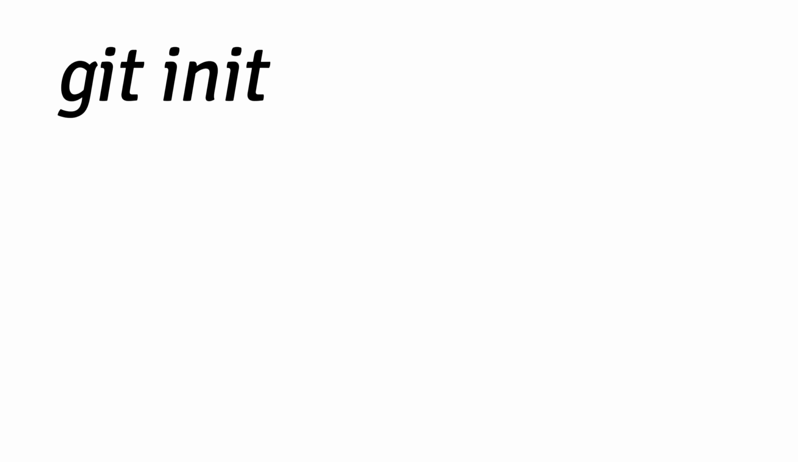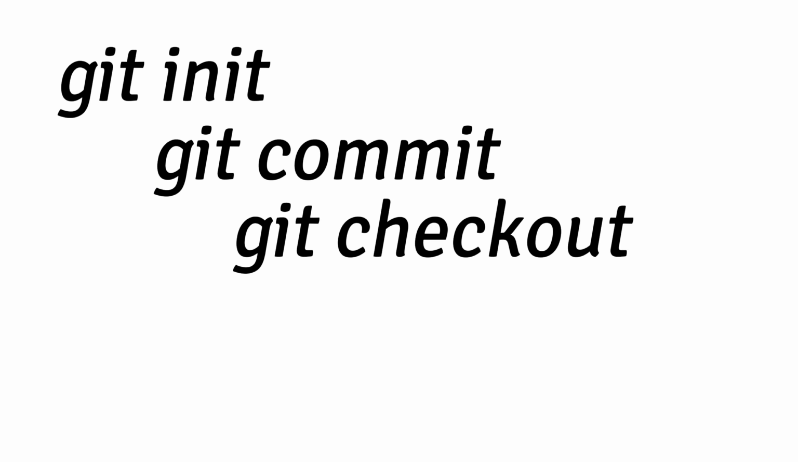Alright, now I'll be showing a practical example. We're building a simple application from scratch. I'll initialize the repo, make commits, work on a feature branch, merge it, and push it to GitHub. Every step exactly like you would do it on a real project.